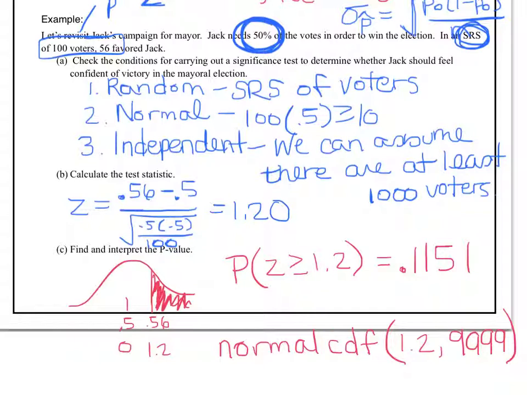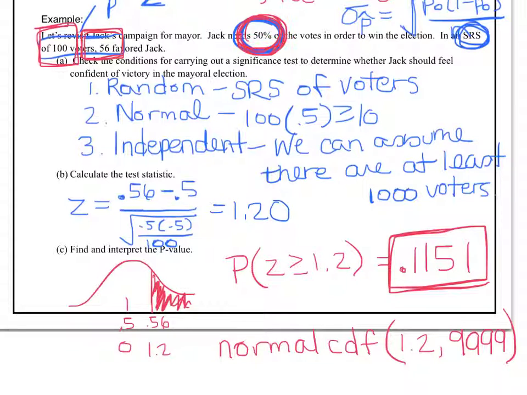So then to interpret that, I say this. If my null is true, which means exactly 50% of voters support Jack, then there is about an 11.5% chance that 56 or more voters would favor Jack in a sample of 100. Okay, so if exactly 50% of voters favor Jack, then there is about an 11.5% chance that 56% or more voters would favor Jack in a sample size of 100. That's how we interpret p-values.